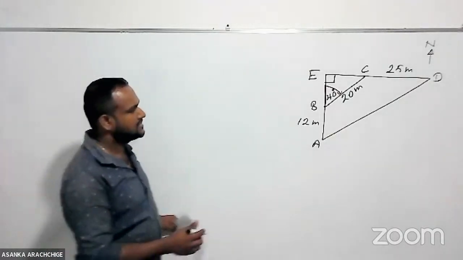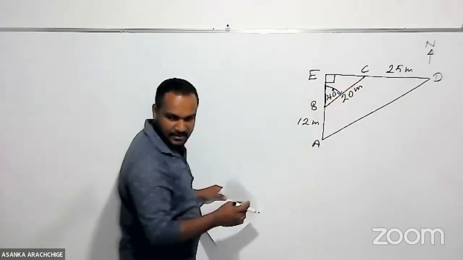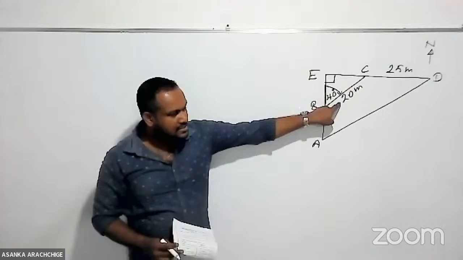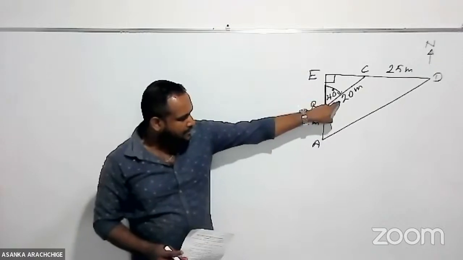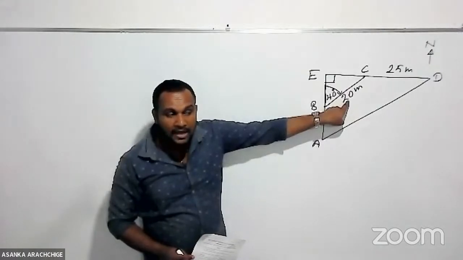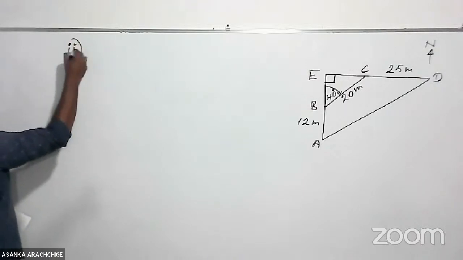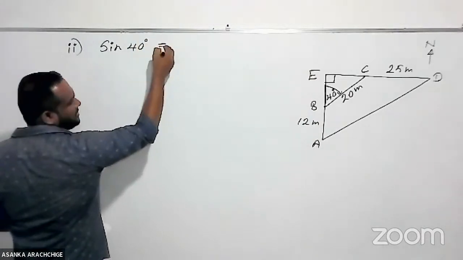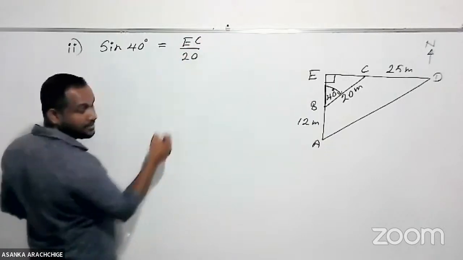Look. CE is a side of this smaller right angle triangle, where we know the size of this angle, 40 degrees. This is the hypotenuse. With respect to this angle, this is hypotenuse, this is opposite. Opposite and hypotenuse are connected by sine. Then sine 40 degrees must be EC opposite upon hypotenuse 20.